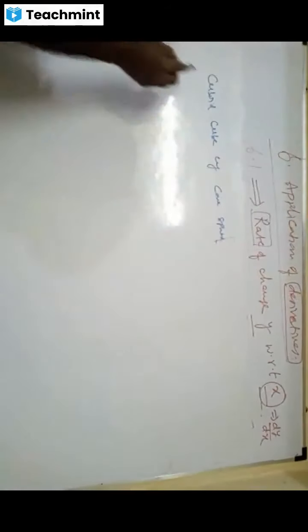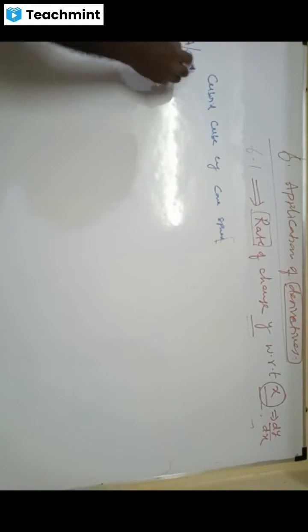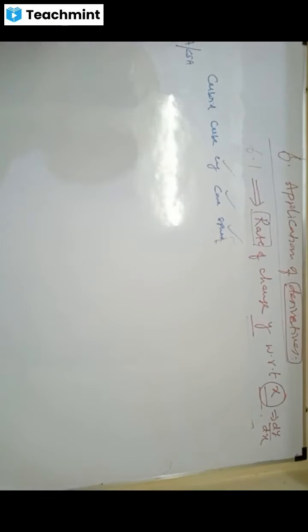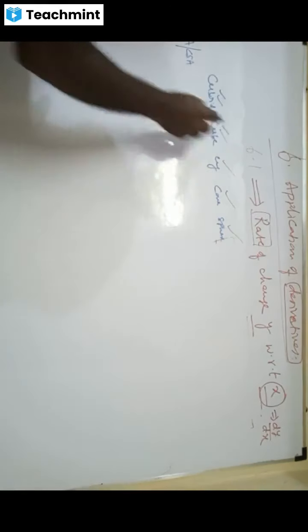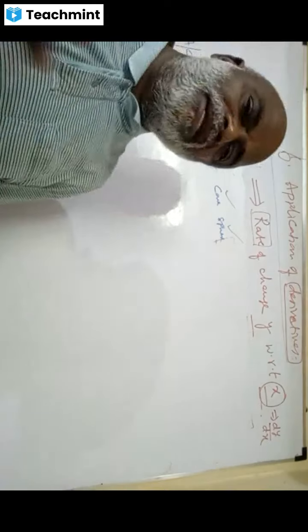Cuboid. First is the lateral surface area, or curved surface area. When I speak of these two, we speak about lateral surface area. Lateral surface area means they are not round, they are not curved.